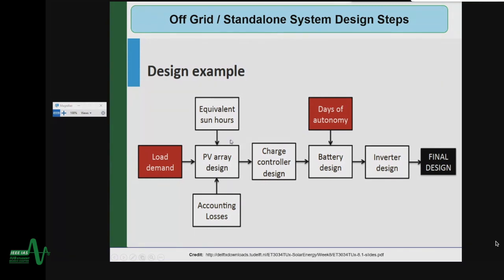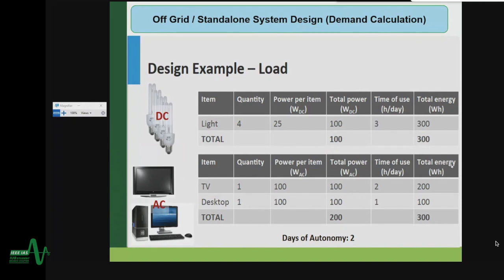It's the weather issues, actually, or backup portion. And then we know the equivalent sun hours, and then we will calculate for PV array design. All of this information is required. We'll consider the accounting losses. Then we will design our charge controller, battery, inverter, and panel. These are the steps. So let's explain.